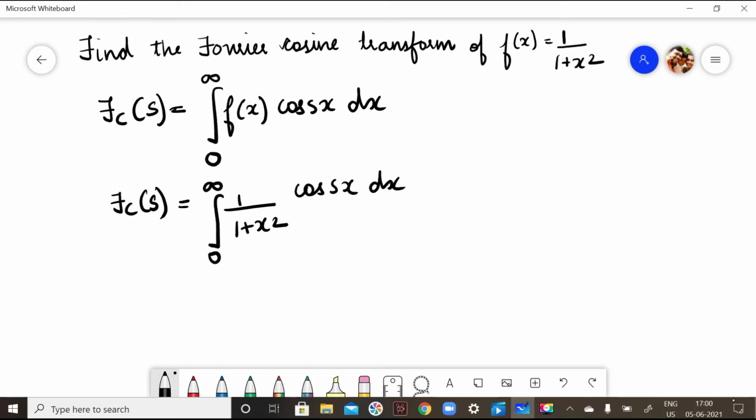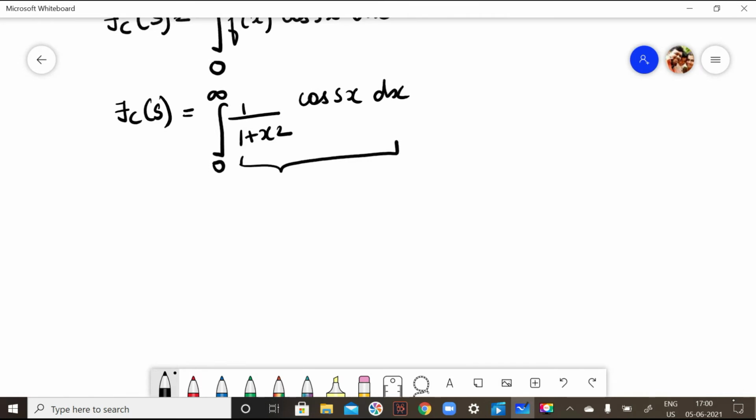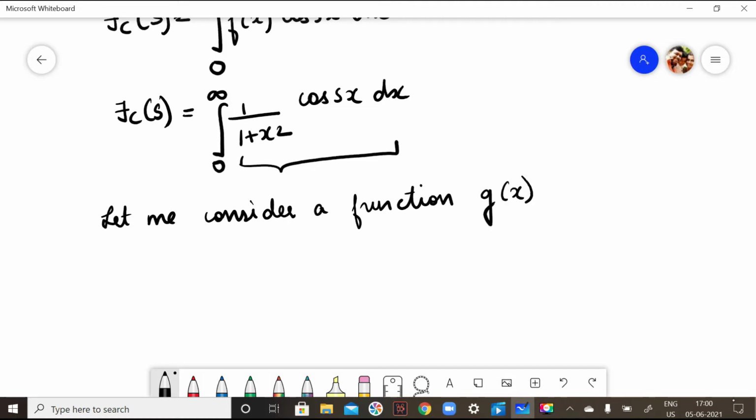Now to solve this integration, it looks a little complicated, so I will simplify it. How do I do this? Let me consider a function g of x, and let me take the value as e to the power minus x. So first let me find the Fourier cosine transform of this.